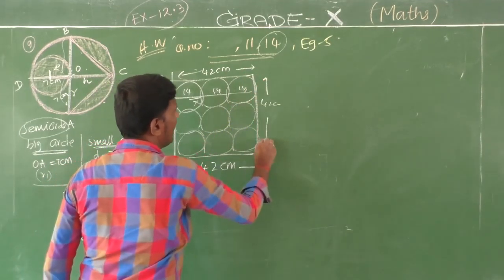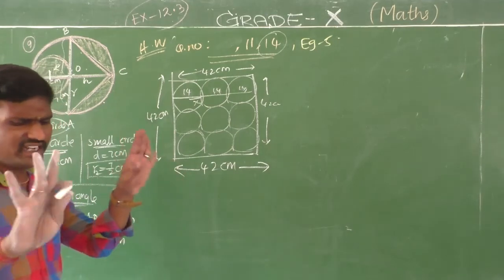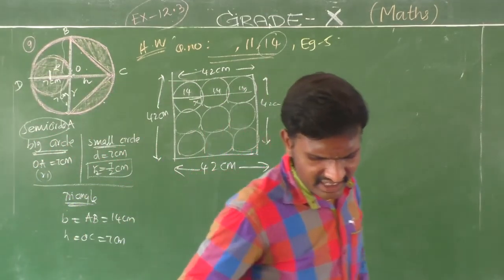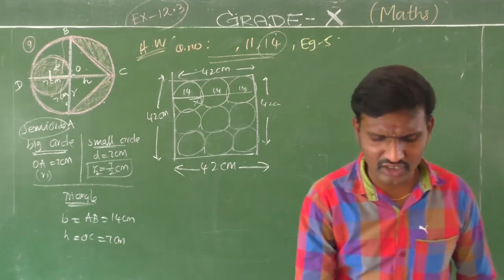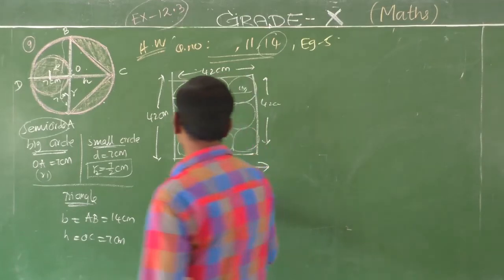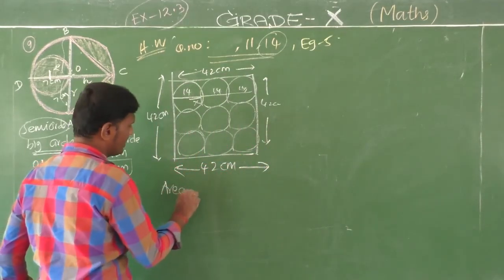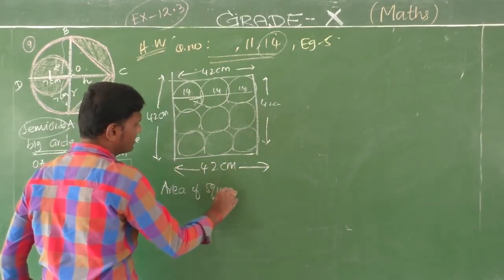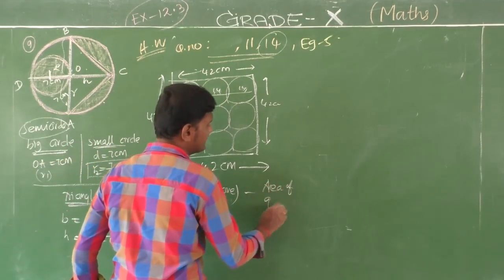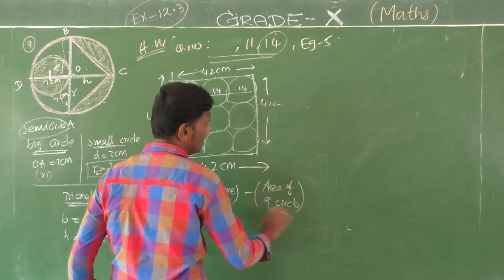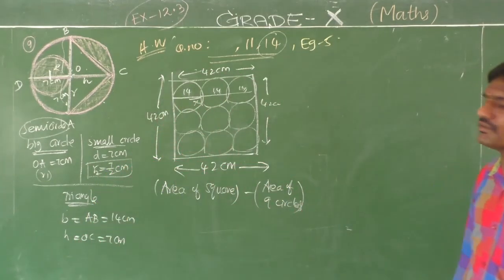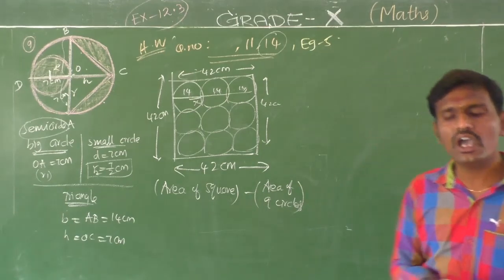Very simple. What is the question asking? Find the area of the remaining portion. The area of the remaining portion means area of the square minus area of 9 circles. How many circles are available? 9 circles. So use the formula and complete the question. This is your homework.